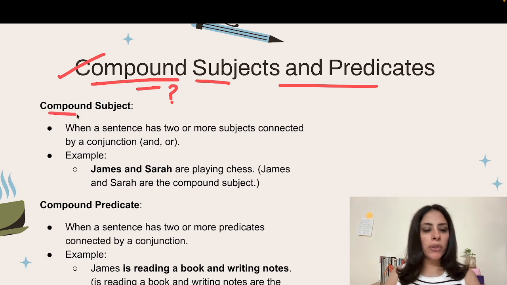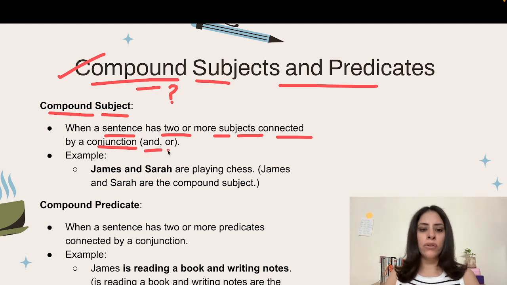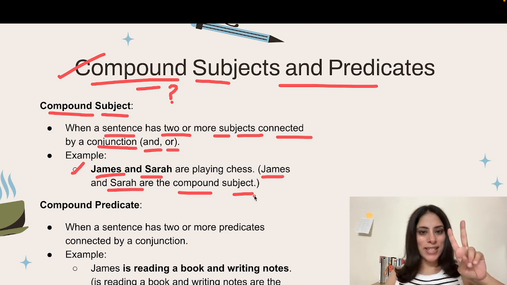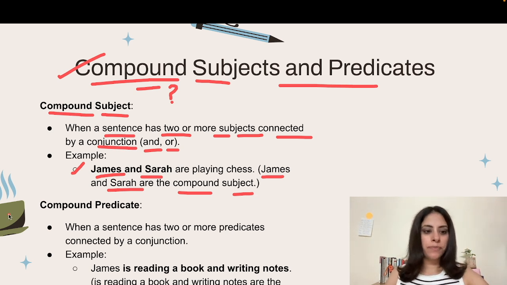But here we are talking about the compound subject. When a sentence has two or more subjects connected by a conjunction, you can use and or or to connect two subjects. I'll show you how. See, for this one: James and Sarah are playing chess. Now, James and Sarah are the compound subject. It means you have two subjects this time because there are two people in the beginning of the sentence, James and Sarah. So this becomes a compound subject.